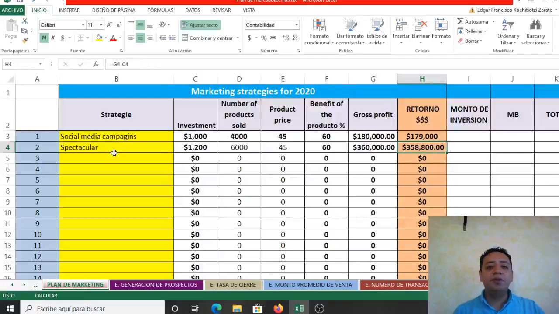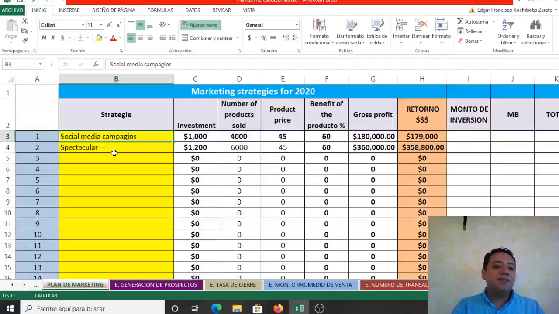And how are you going to know if this strategy leads you more customers? Well, it is important that when you are selling, you ask your buyers how they knew about the product or the service that they have purchased.